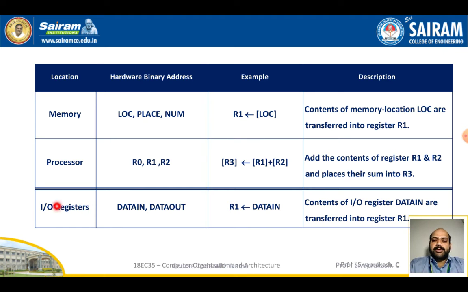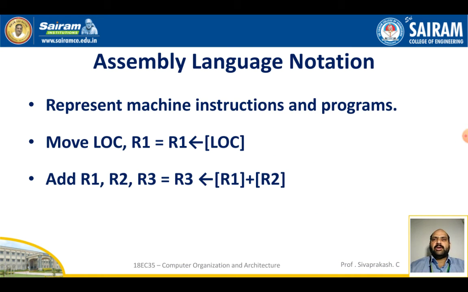And third, if you look at IO registers, we can represent data in tends to R1. This is nothing but the content of the input device, where the input device holds input data, being moved or transferred into the register R1. That is an example given over here. This is called register transfer notation. Let us see the second one, which is called assembly language notation.